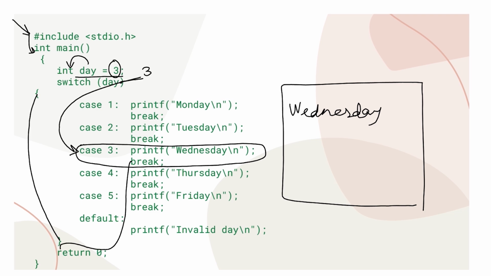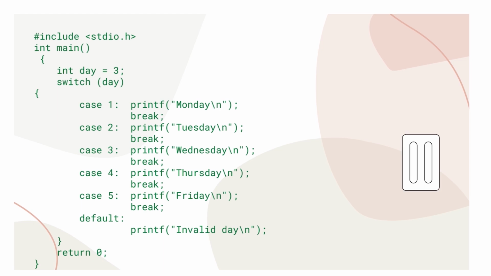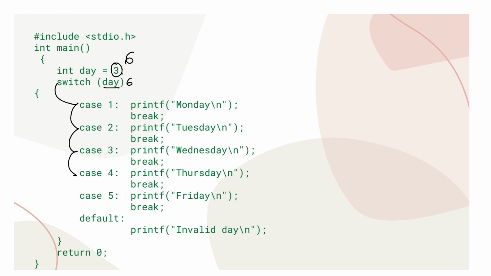continue with the next line of the code. Now let's say the value of day was 6 instead of 1 to 5. Now the switch block is getting value 6 and it is searching for case 1 matching 6, no, case 2 matching 6, no, and so on. As it finds that none of the cases are matching the value 6, it is directly jumping to the default statement and printing invalid day, and then it will come out of the switch block.